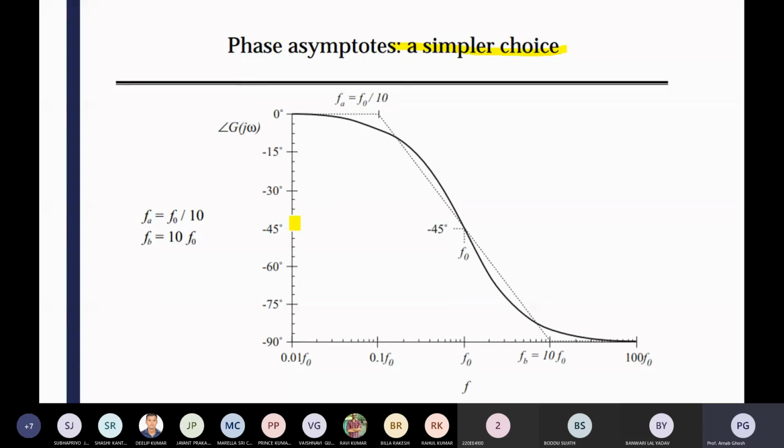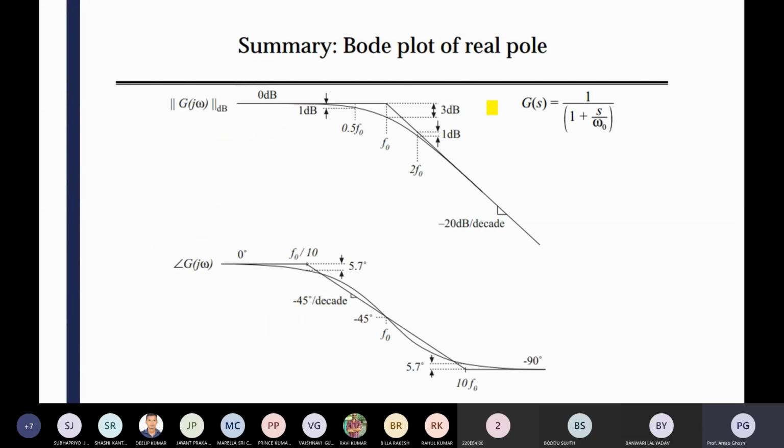Simpler choice, the same thing there, in the form of 0.1. So the logarithmic scale is there. Now the summary of the Bode plot for real poles: what will it look like? Here you can see the Bode plot with the 0 dB line, then minus 3 dB decay. Practically at 0.5 f0 it is 1 dB decay, and again at 2 f0 it is 1 dB decay, so finally it is 3 dB decay at f0.